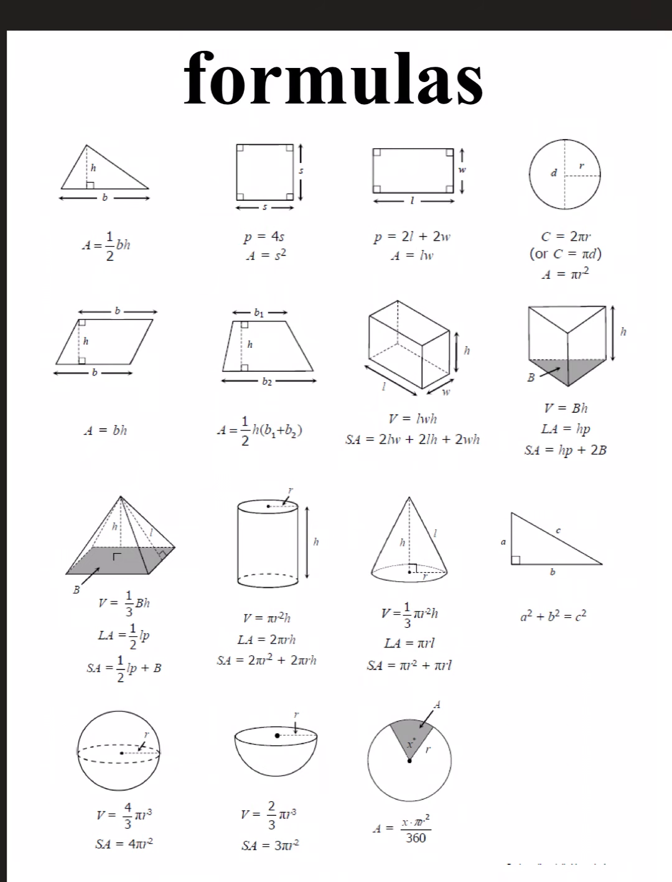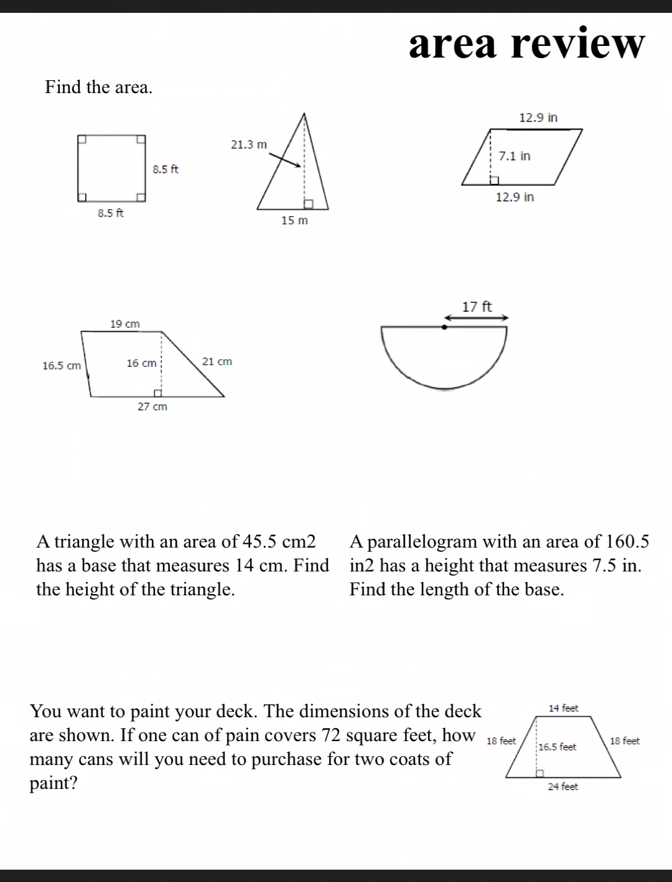So if we're doing a semicircle, area review, this should all be a review for you of the area of all these things. So going back, first shape is our square. We know it's a square because all this.